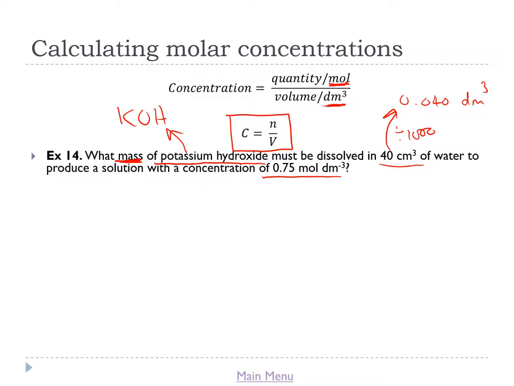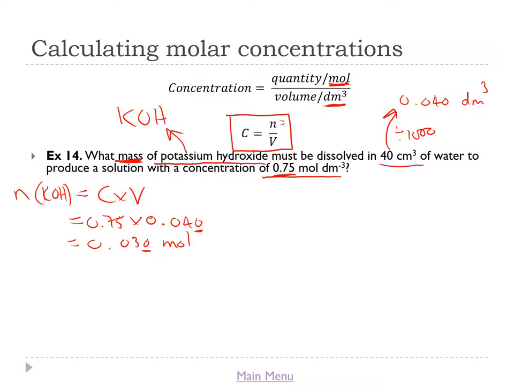Now, we're being asked to find the mass of potassium hydroxide. We can't find the mass of it unless we know the number of moles we need. So we're going to need to rearrange our equation here to say n equals something. So if C equals n over V, n, which is our number of moles of KOH, equals C times V, which equals 0.75 times our volume, which we just saw was 0.040, which equals 0.030 moles. Now note, I'm keeping these zeros at the end just to show that it's two significant figures because my inputs to the calculation are also two significant figures.